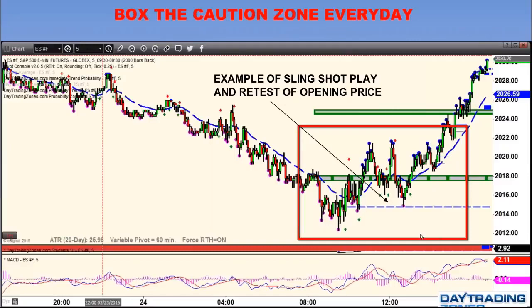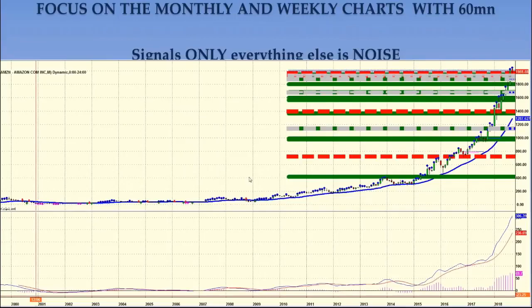Now, we talked about the box. Everything that you should do should be in a box. As soon as the box breaks, boom, you have a break, and you want to assess how much more space you have above and below the box on the break.